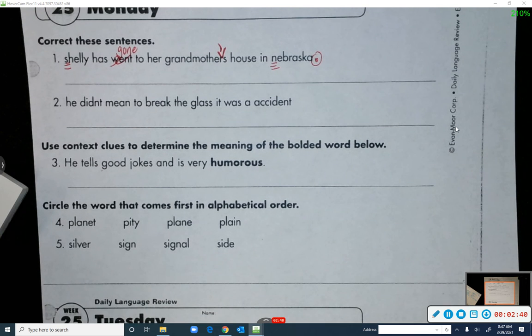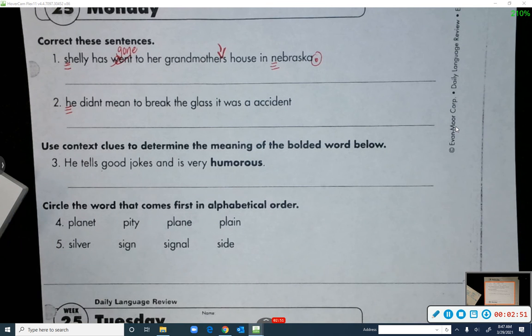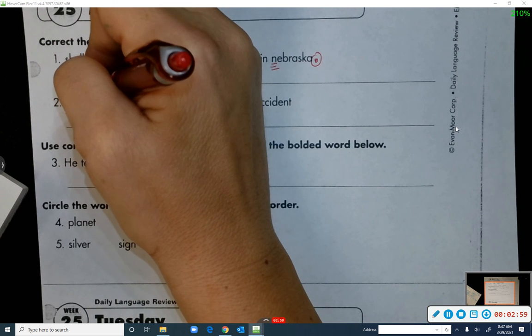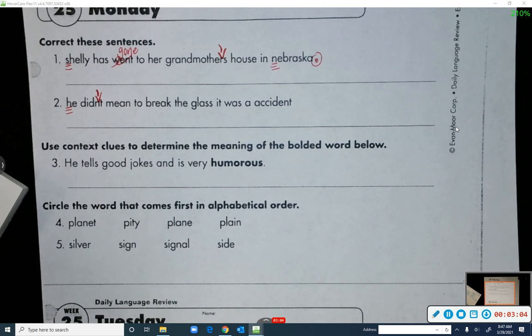Number 2. He didn't mean to break the glass. It was a accident. Okay. He needs to be capitalized. Okay, what next, Bryson? There you go. Apostrophe in between the N and the T. Don't forget that. That is an example of a contraction. They're combining did and not. He didn't mean to break the glass.